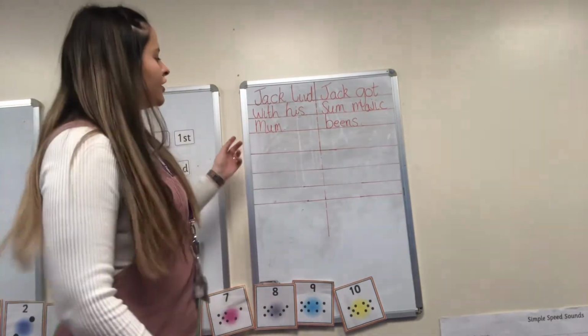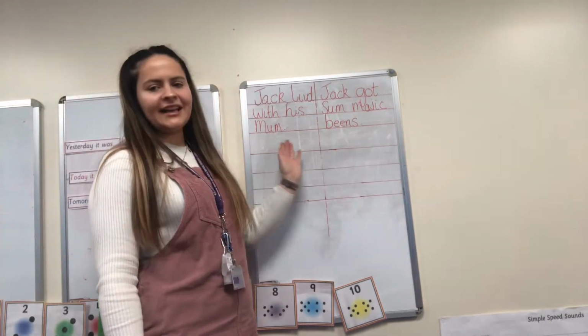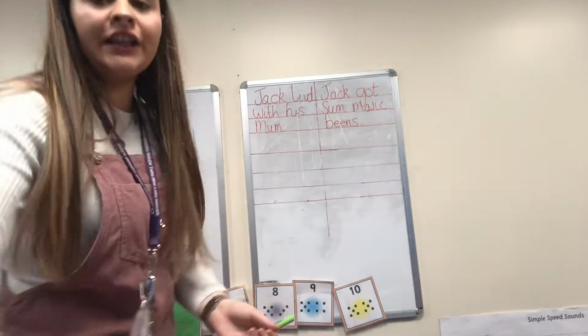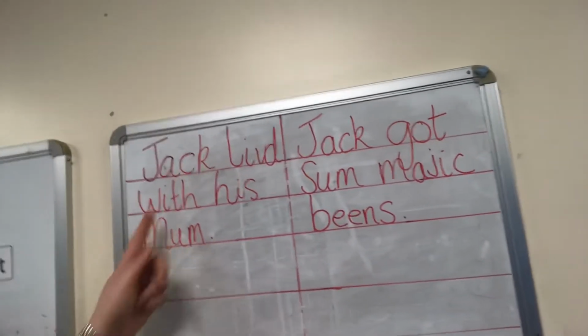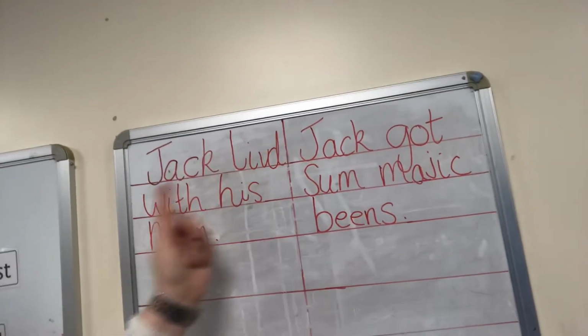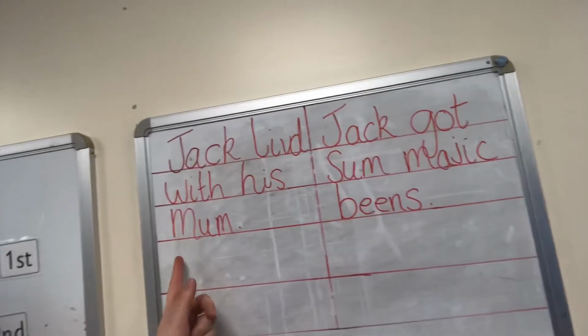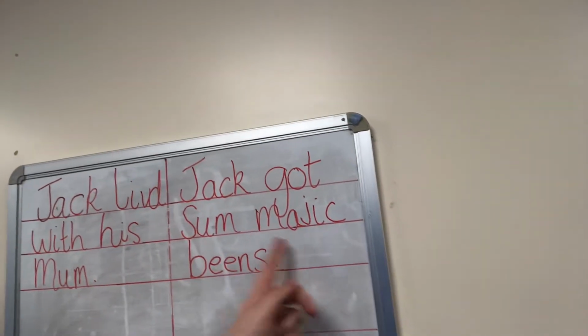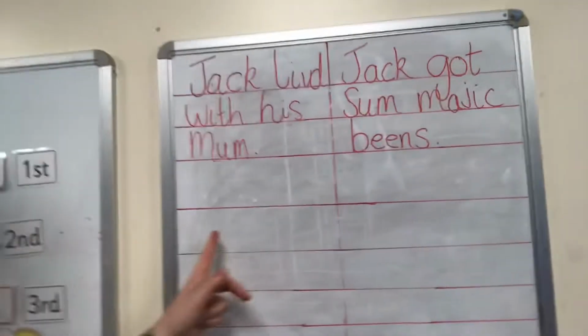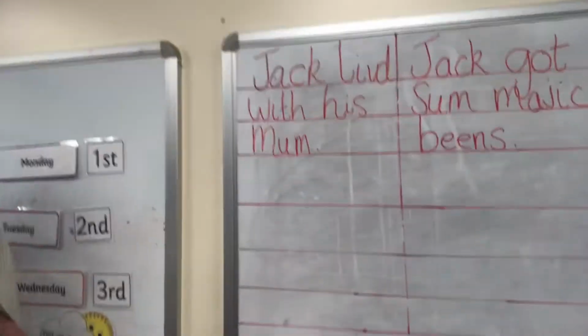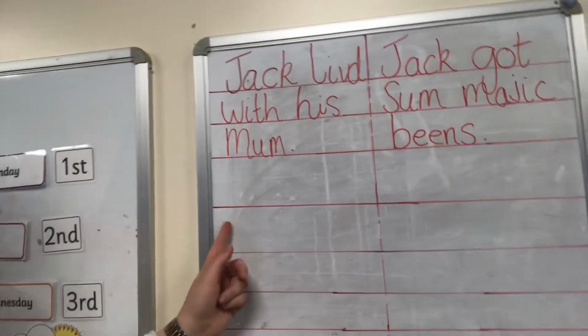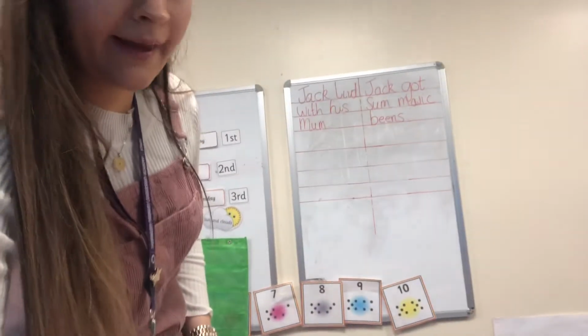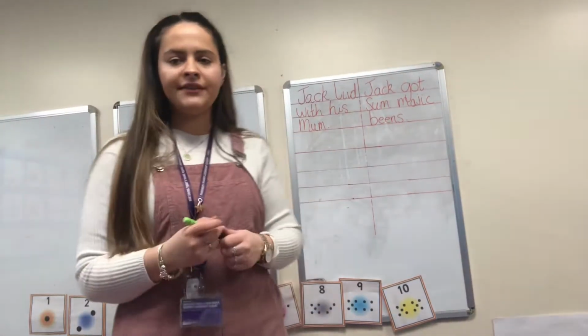So far you should have your first and second box finished. Now let's have a little look and just recap what we wrote yesterday, okay? We ready? Jack lived with his mum. Jack got some magic beans. So we should have these two boxes at the bottom empty still, okay? And we're going to do this box first. So make sure you've got your paper and your pencil ready. Pause the video if not.